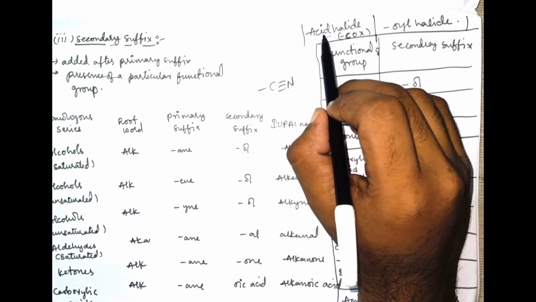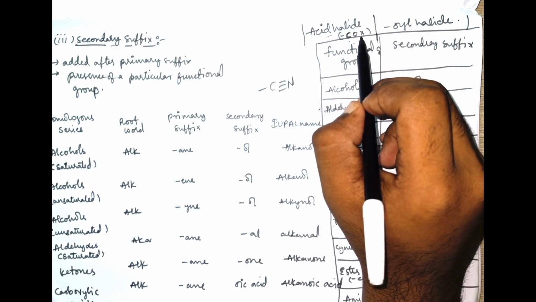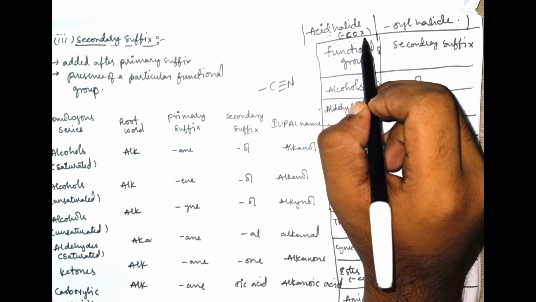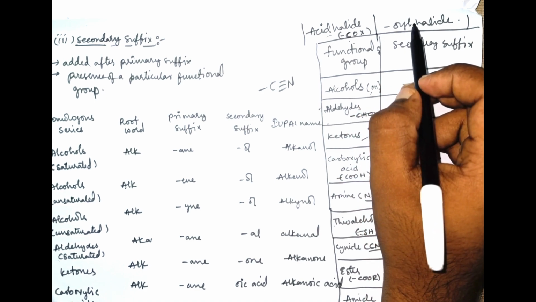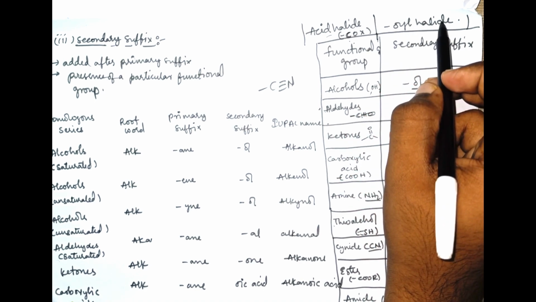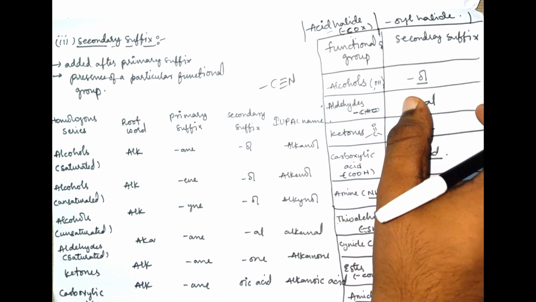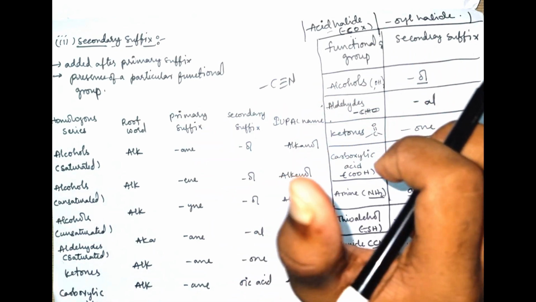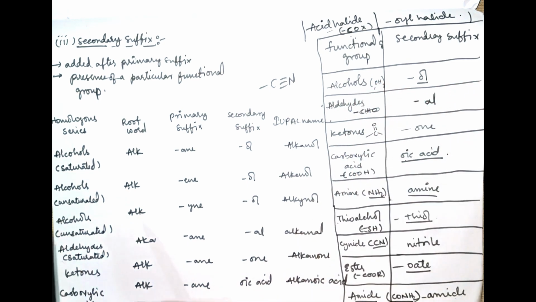And the final one is acid halide. Its general representation is COX. X over here may be chlorine, bromine, iodine, or maybe fluorine sometimes, and its secondary suffix becomes oyl halide. You're getting it? Now let's apply this on a homologous series along with the IUPAC name, right?